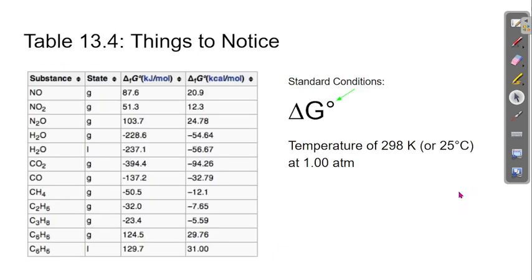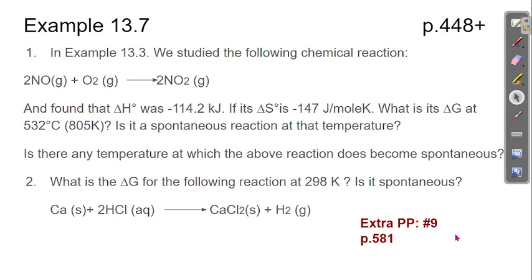Things to notice on this table, and once again, mine doesn't exactly look like yours, but look at your table. Things to notice. We're talking about standard conditions, 25 degrees or 298 Kelvin and 1 atmosphere. And you have values in kilojoules per mole. Okay? And you only can use this table if you are at the standard conditions we mentioned before. If not, you have to use the other equation.